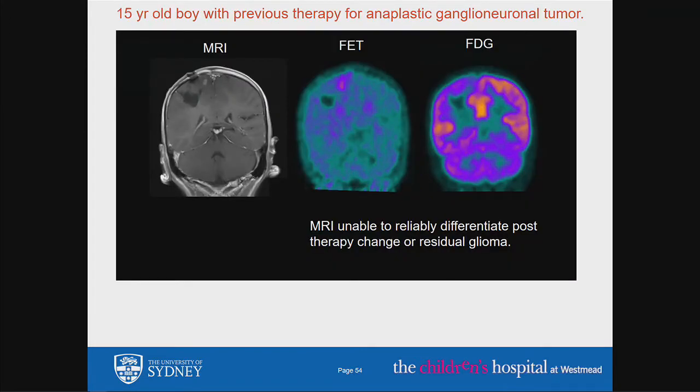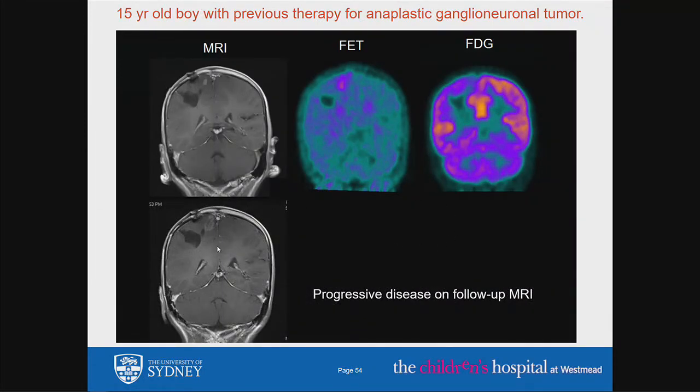Here's an example of a clinical case, a 15-year-old boy with previous therapy for an anaplastic ganglioneuronal tumour. The MR, post-surgery, radiotherapy and chemotherapy, showed the residual surgical resection cavity, but an area of enhancement just superomedial to the surgical site. The FDG scan was very hard to interpret because of the adjacent cortical uptake, but an FET scan showed quite clear uptake with a ratio greater than 2.